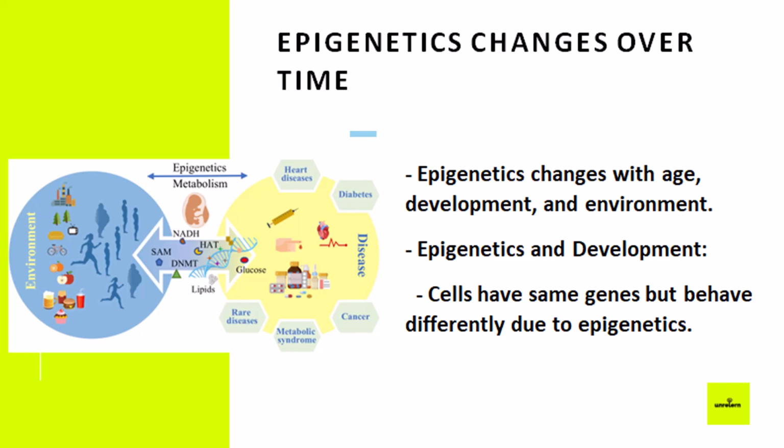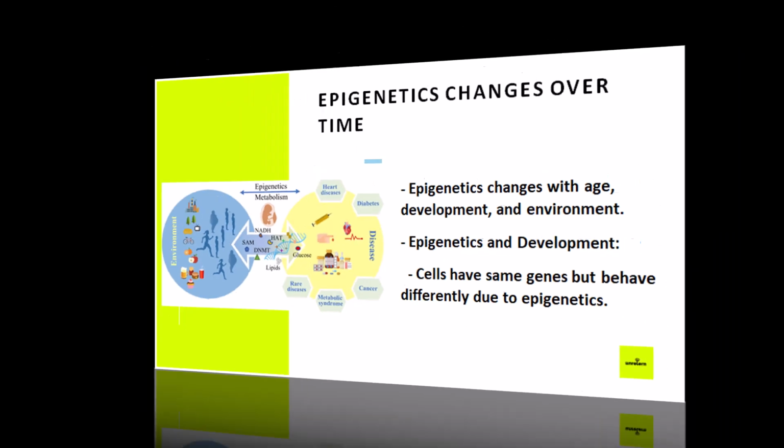Epigenetics plays a crucial role in determining a cell's function, such as whether it becomes a heart cell, nerve cell, or skin cell. For instance, consider the difference between a nerve cell and a muscle cell. Both have the same DNA, but epigenetics allows the muscle cell to activate genes essential for its function and deactivate genes relevant to a nerve cell's function.